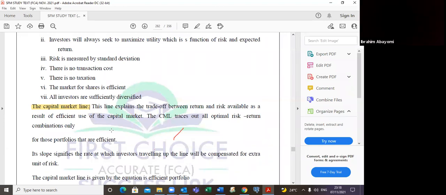Okay, this one can only come in theory. So just try and know the definition. You don't have to know the detail of that.